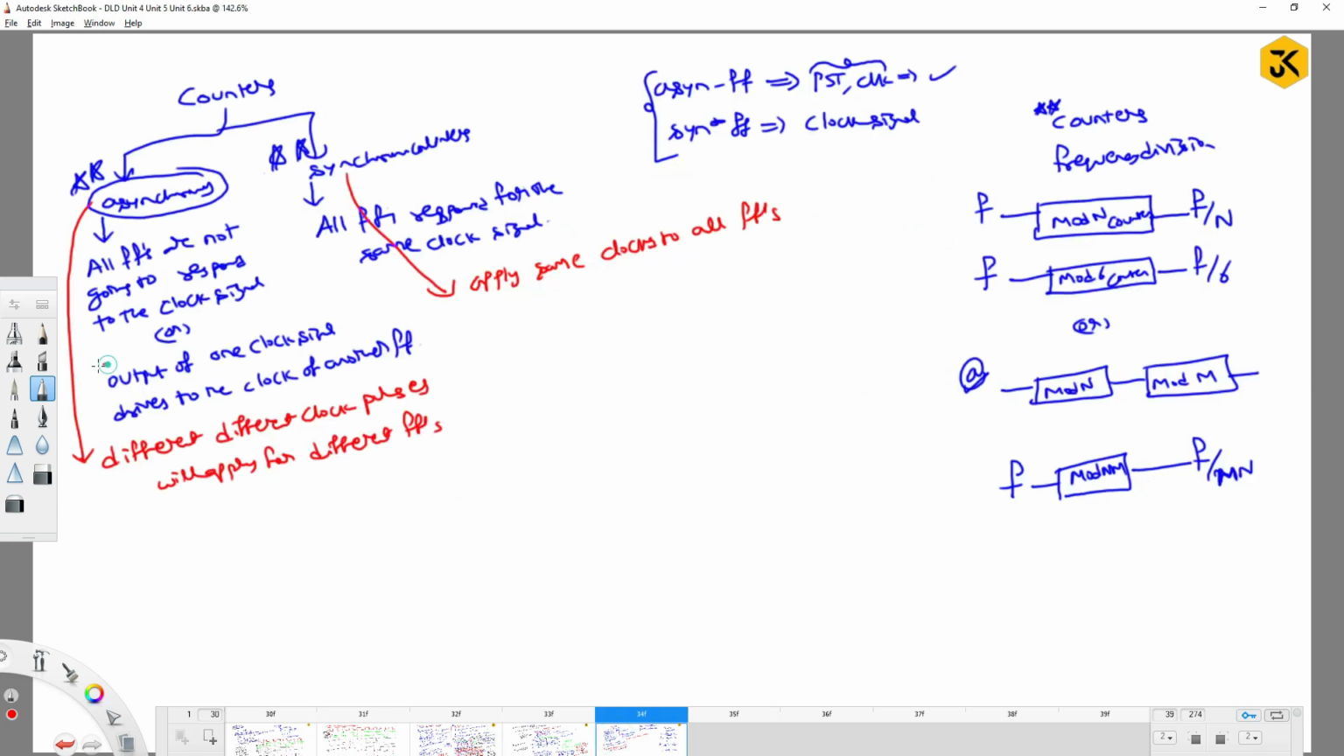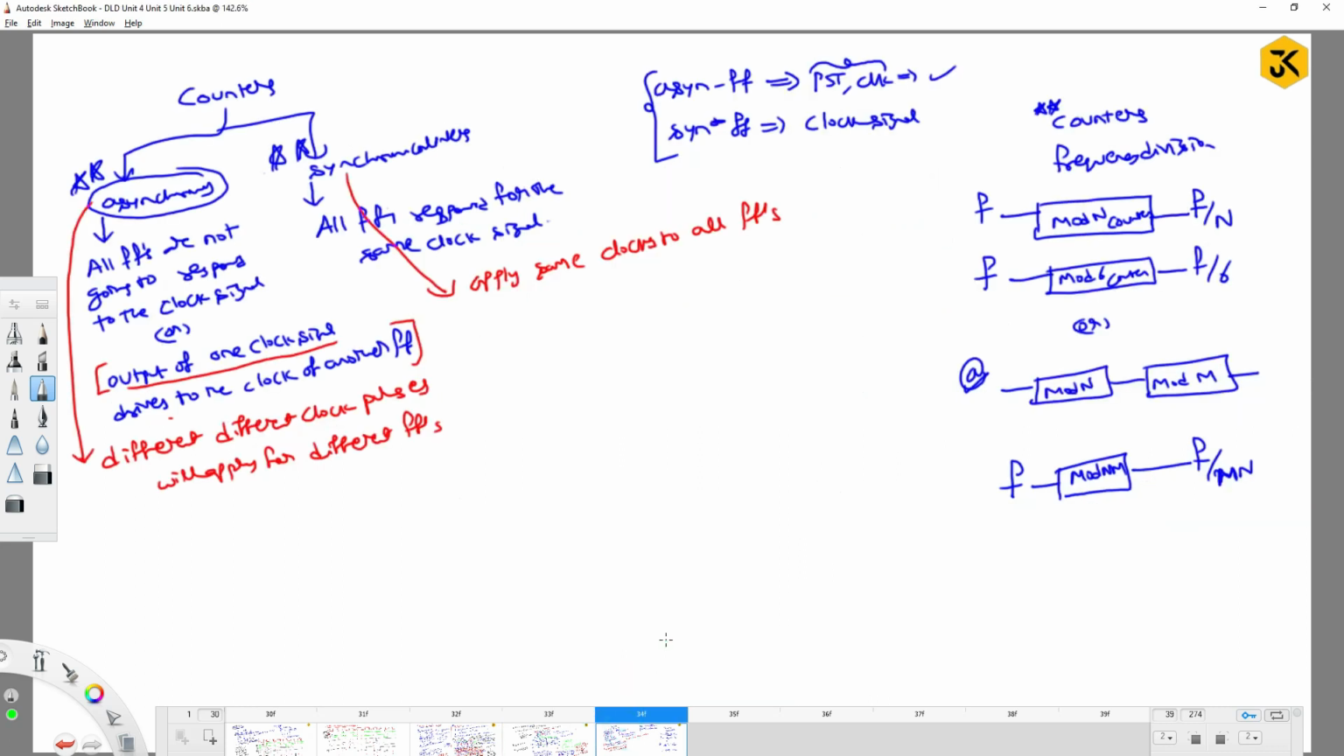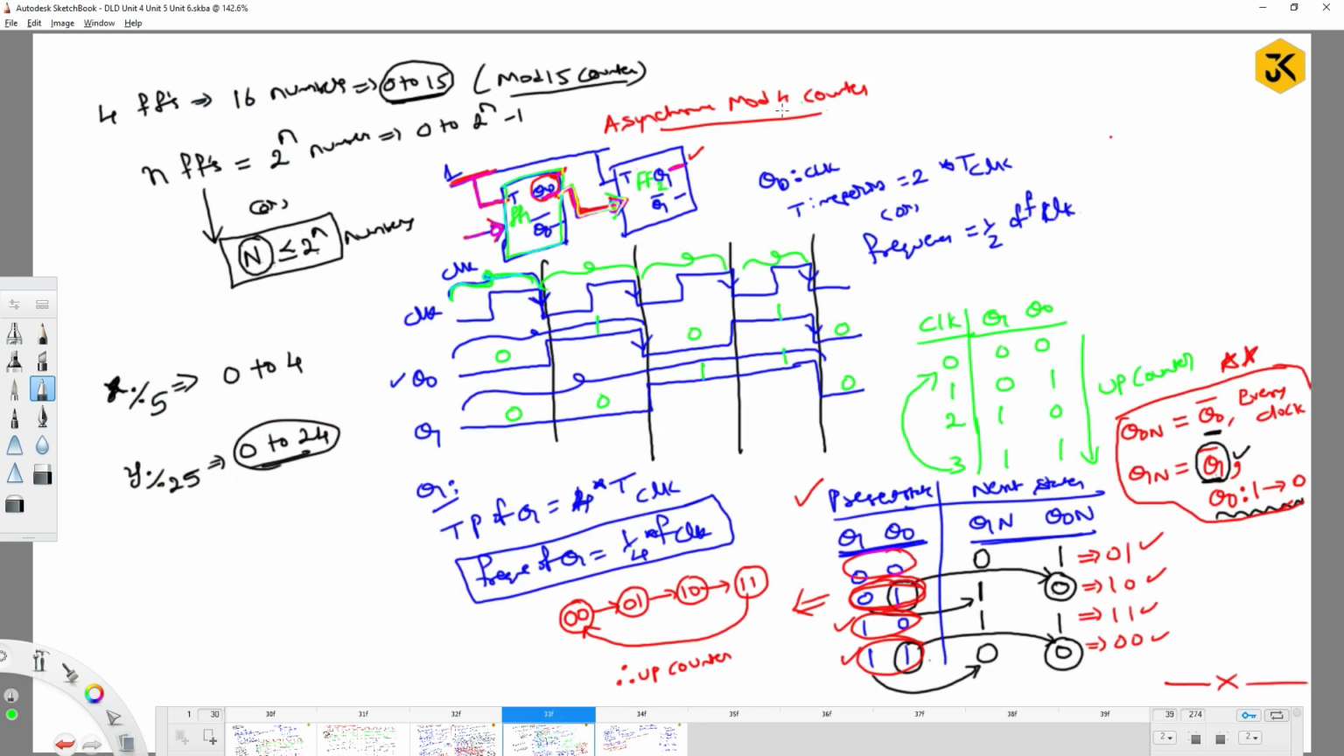Or if I use this terminology, the output of one flip-flop drives the clock of another flip-flop, right? If I take the green color, the output of this flip-flop 1 is given to the input clock of another flip-flop, flip-flop 2. I can call these asynchronous counters, and they are going to count from 0 to 3. I can call it a mod 4 counter.